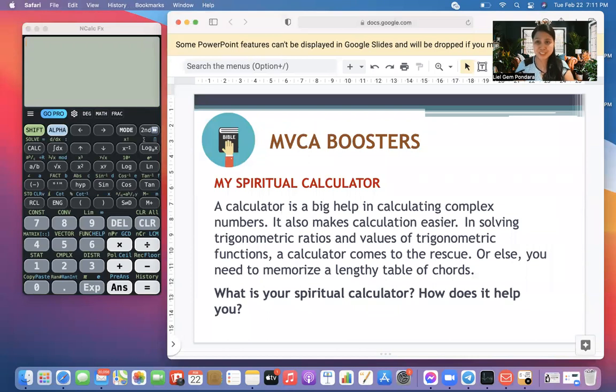For our MVCA boosters today, it's about my spiritual calculator. A calculator is a big help in calculating complex numbers. It also makes calculation easier. In solving trigonometric ratios and values of trigonometric functions, a calculator comes to the rescue. Or else, you need to memorize a lengthy table of chords. How about you? What is your spiritual calculator? And how does it help you? So I hope you'll give some time to answering your MVCA boosters.